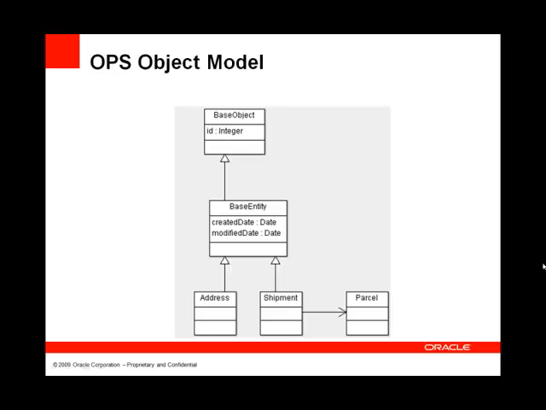The address class and shipment class extend the base entity class and inherit the required attributes. Also, the shipment class has a collection of parcel objects. As a result, when a shipment class is persisted, so are the associated parcel classes.